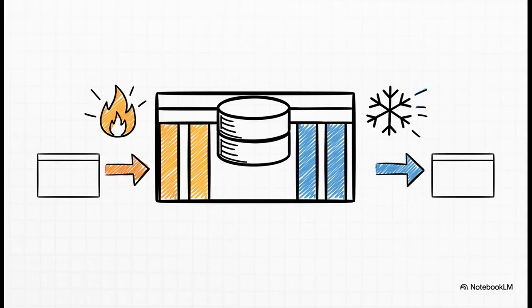Got it? Okay, so the whole secret sauce behind vertical partitioning, the key idea, is this. You figure out what data gets used all the time and what data just sits there collecting dust. You separate the frequently accessed, or hot, data from the rarely used, or cold, data.